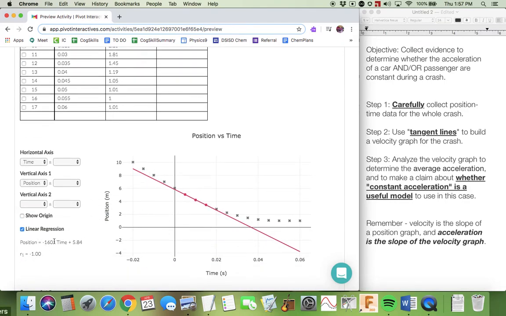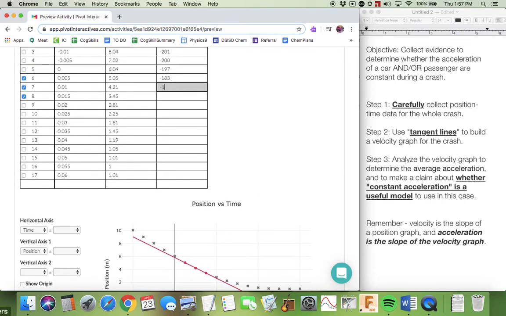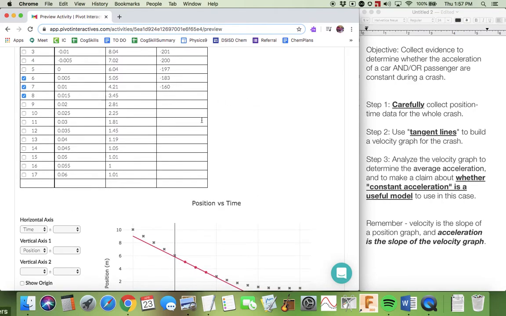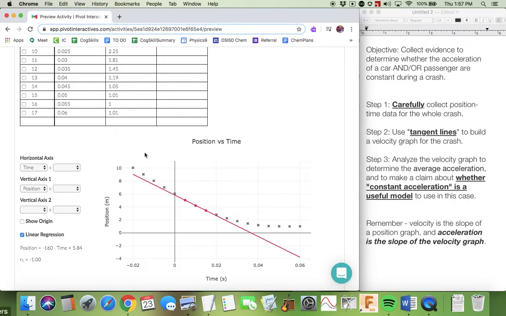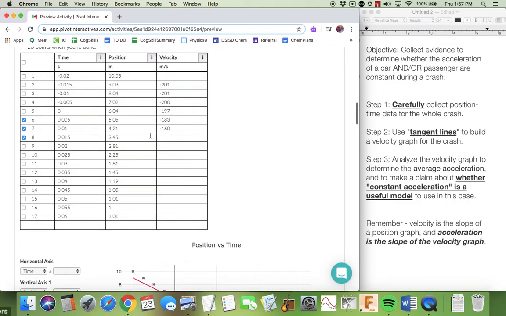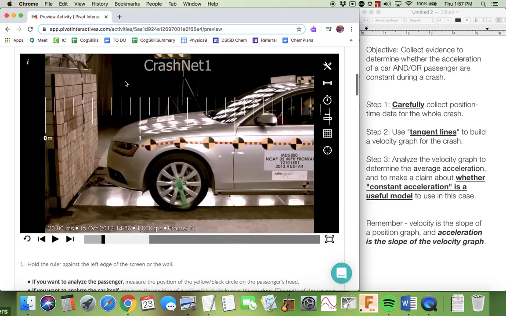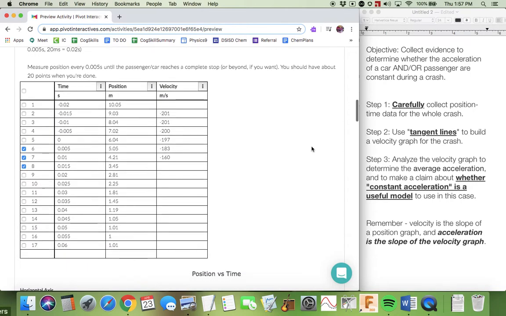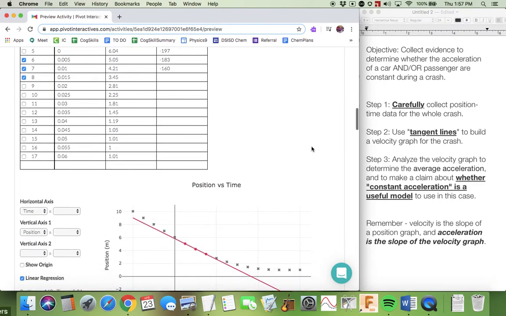This has become negative 160. Now I want to stop to point out these are not real points from the video. There's no way that I could measure out to 10 meters. This ruler only goes up to like 3 meters. I chose these points to show you an example of constant acceleration, but your graph may not show constant acceleration. That's kind of the whole point.